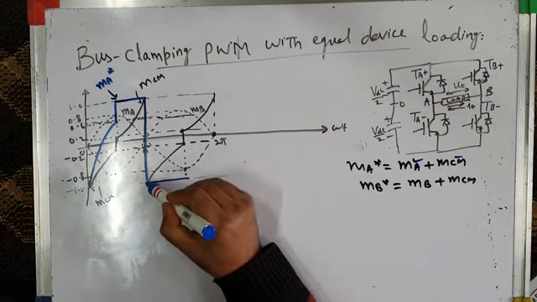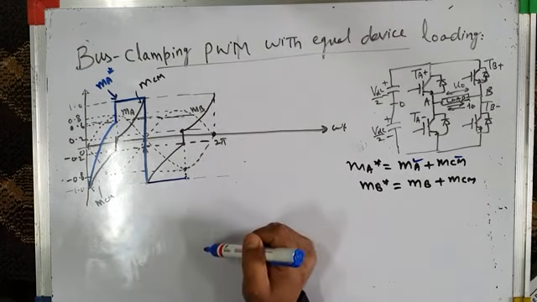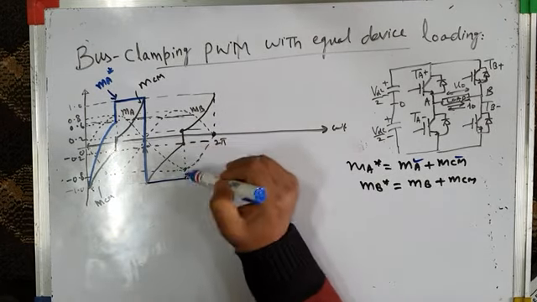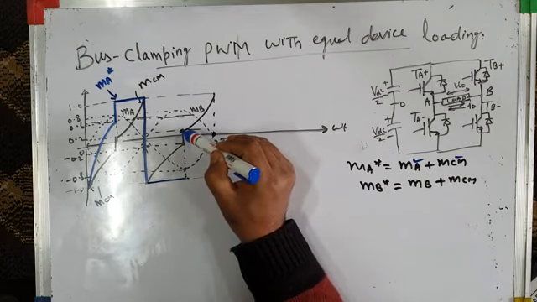This is from 180 degrees to 270 degrees. 270 degrees to 360 degrees. It will be again MA plus MCM. अब ये आपकी ऊपर jump करेगी. It will jump above. ये ऊपर जाएगी.